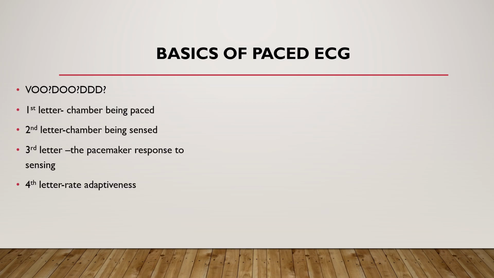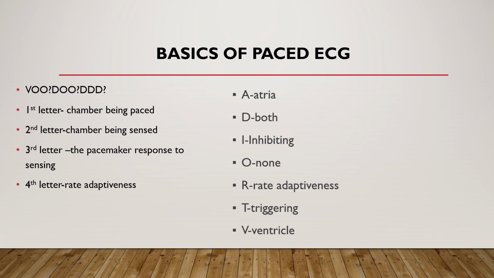So the first letter is typically the chamber which is being paced. For example, V for ventricles, A for atria, and D for dual. Second letter is the chamber being sensed. Third letter is the pacemaker response to sensing. And the fourth letter is the rate adaptiveness of the pacemaker. For example, does the rate change or get adjusted for activity. And again, here's a breakdown of different letters.